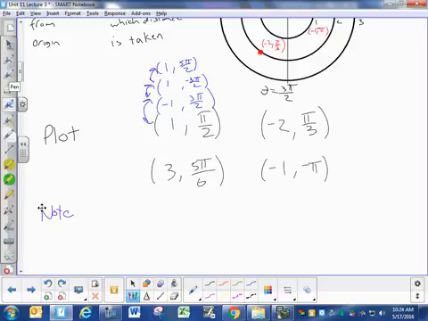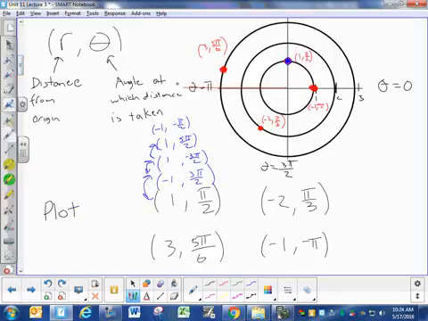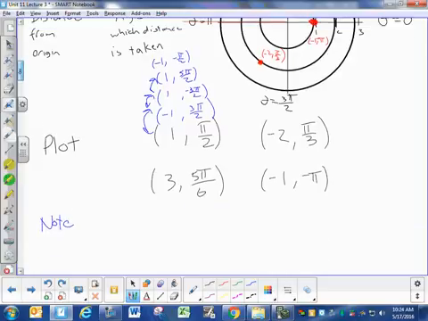Question? Yep, you could do (-1, -5 pi over 2). How do negative radiuses work? You just go to the opposite side. Yes, the opposite side of the angle. You go to your angle, and instead of going out towards the angle, you go the other way. Okay, very important to understand that.